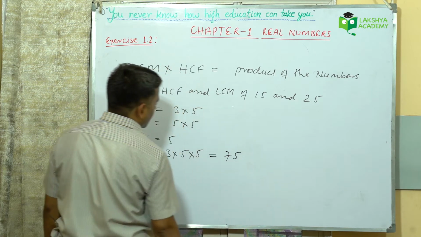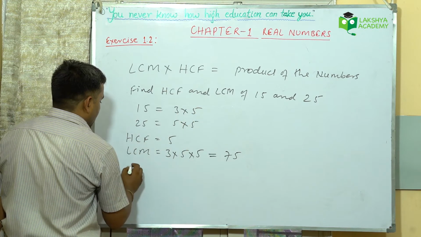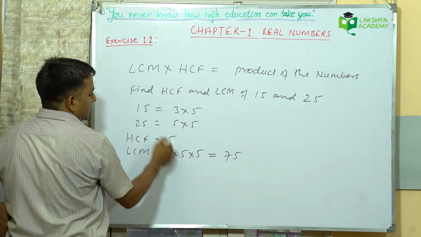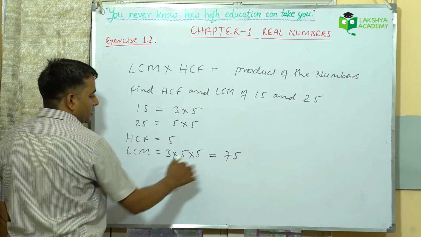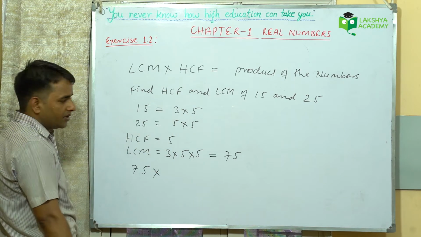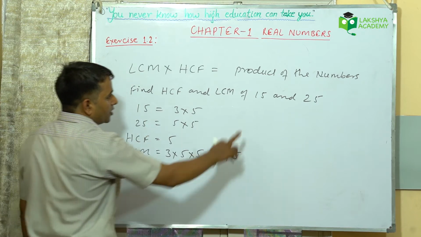So this is 75. So 75 is the LCM. Now we will verify this relation, that LCM into HCF is equal to the product of the numbers. We have found out the LCM. LCM is 75. Write down 75 into HCF. HCF is 5.